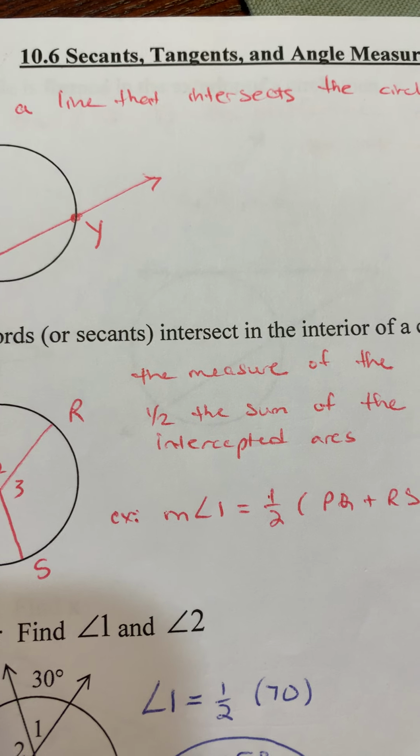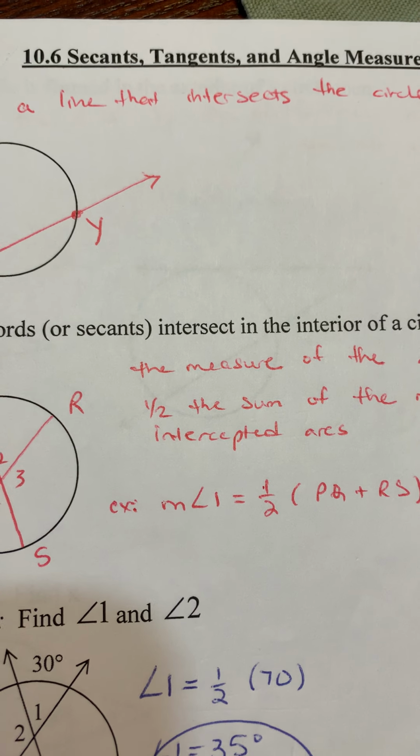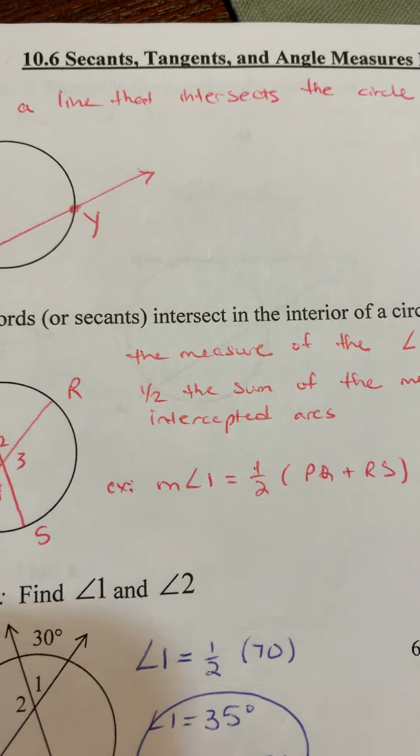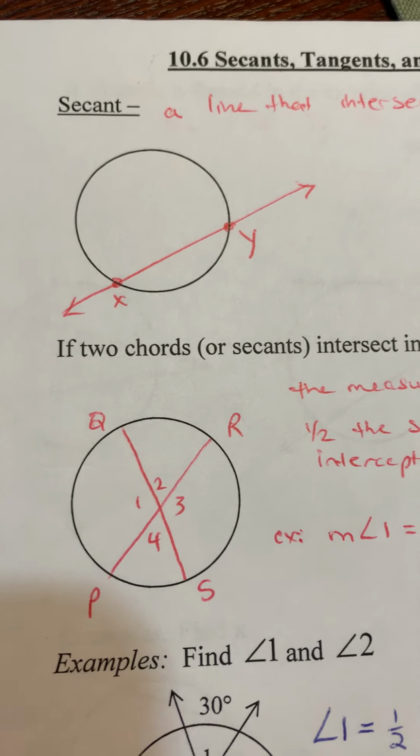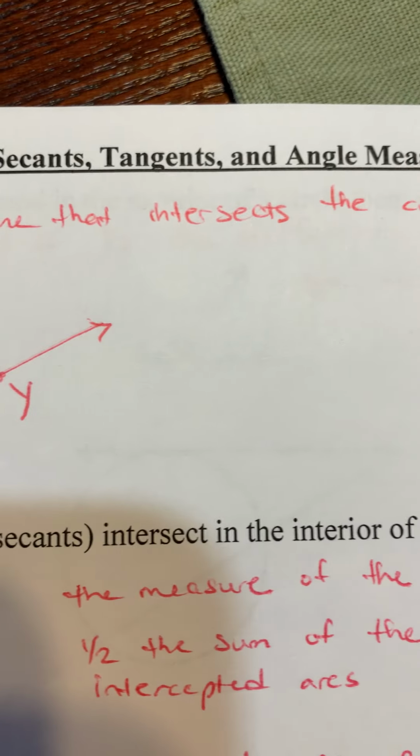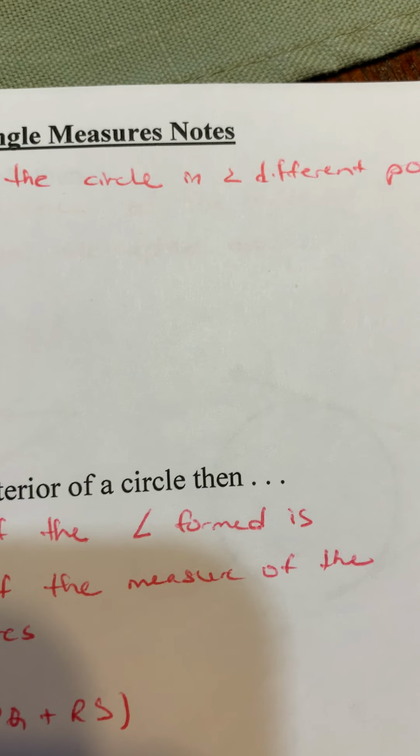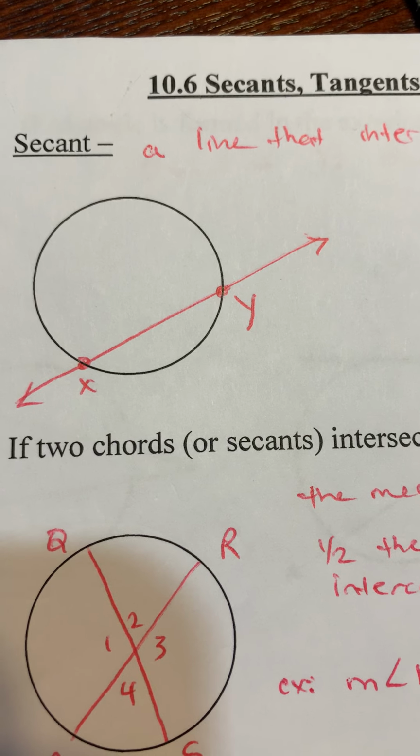This is the CP Geometry 10.6 Secants, Tangents, and Angle Measures lesson. So to start off with, a secant is a line that intersects the circle in two different points. So basically like a chord, but it keeps going.